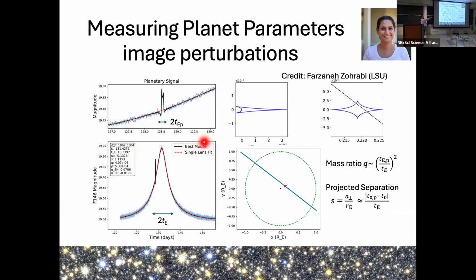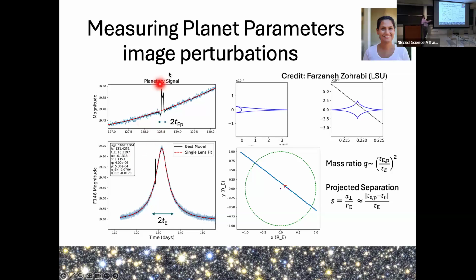So if you measure the duration of the planetary signal relative to the duration of the event, take their ratio and then square it because we have this square root of mass, you can recover a good approximation for the mass ratio. Here it's about 0.1 days divided by 16 days, and I can't do that in my head. But if you do it, it comes out about 10 to the minus 6, which is about right because this was an Earth mass planet with a mass ratio of 4 times 10 to the minus 6. You can also get an estimate of the projected separation, based on where the planetary signal is relative to the peak of the event.